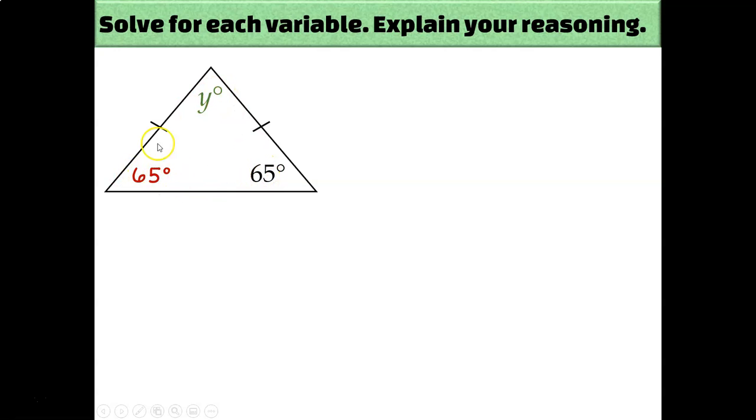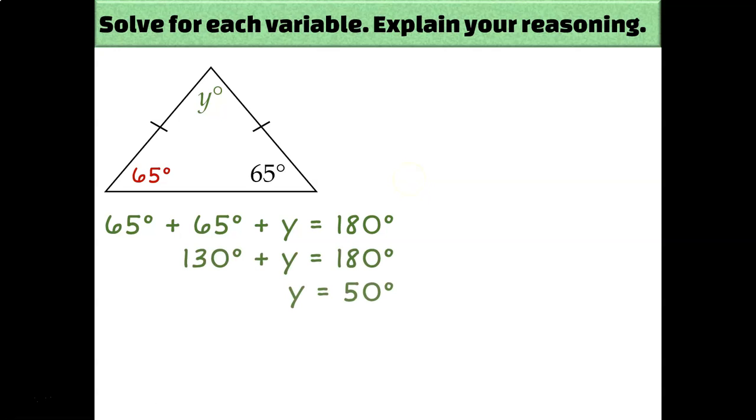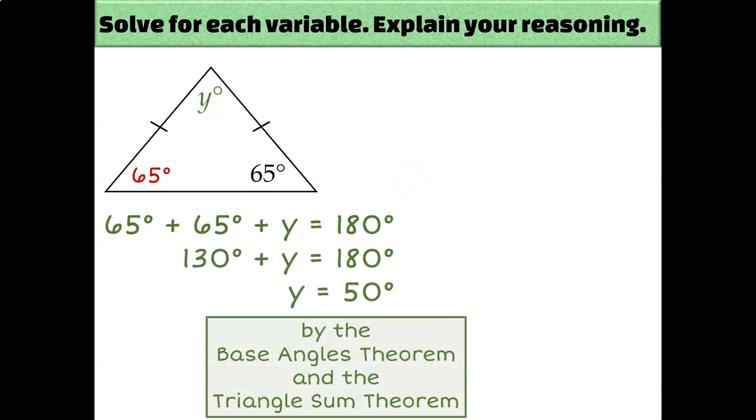So since I have 3 measurements now in this triangle, I can add them up to 180 degrees and find out that y must be 50 degrees. My reasoning again is the base angles theorem. That's what allowed me to put 65 degrees right here. And the triangle sum theorem, that's what allowed me to add them all up to 180 degrees.